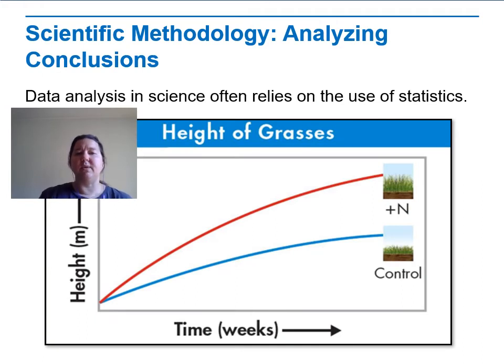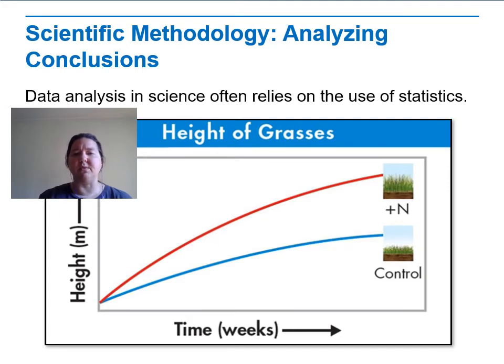Then we analyze the data and draw conclusions. We use data analysis, most often in the form of statistics, which is just a type of math. Not that we're going to get too much into it, but it's a special type of math that tells us how far our numbers are different and if there's an actual difference between them.